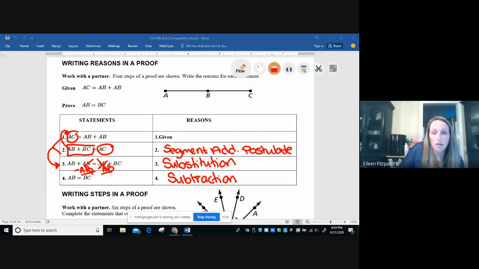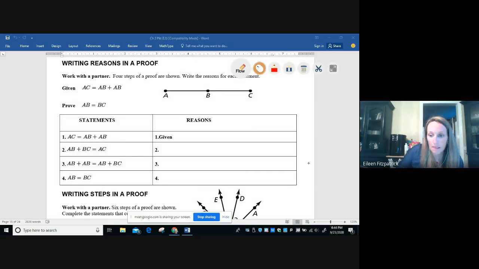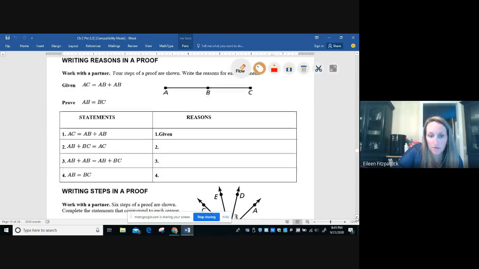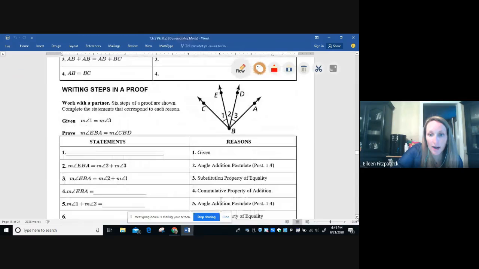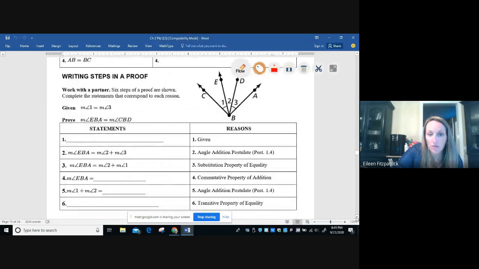Okay, let's try another one. Now, proofs, like anything else, when you're not used to them, you've never done them before, they take time and practice. So don't get super stressed out right away if this isn't clicking. It does take some time and practice, okay?